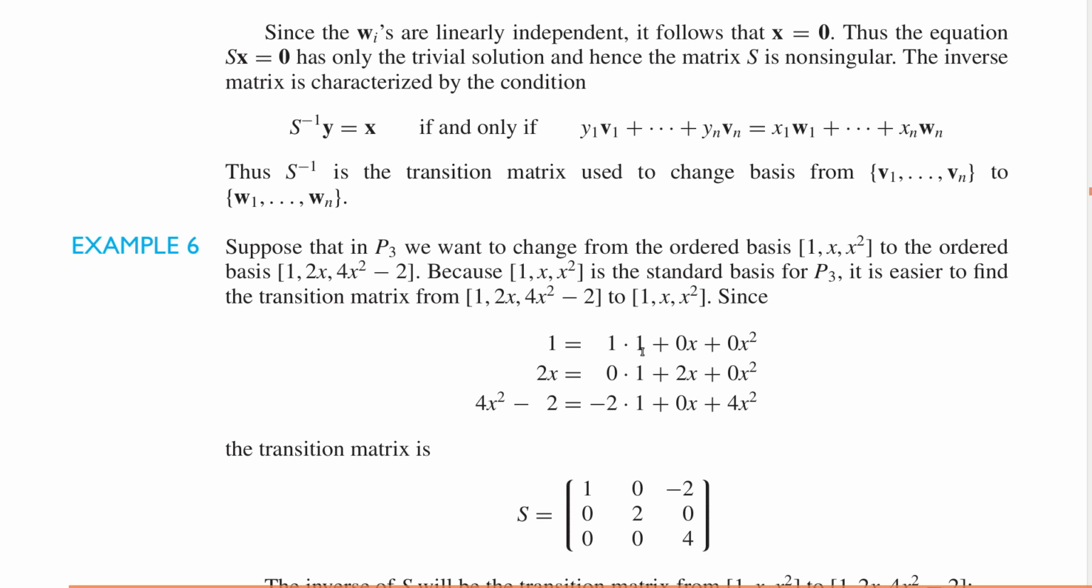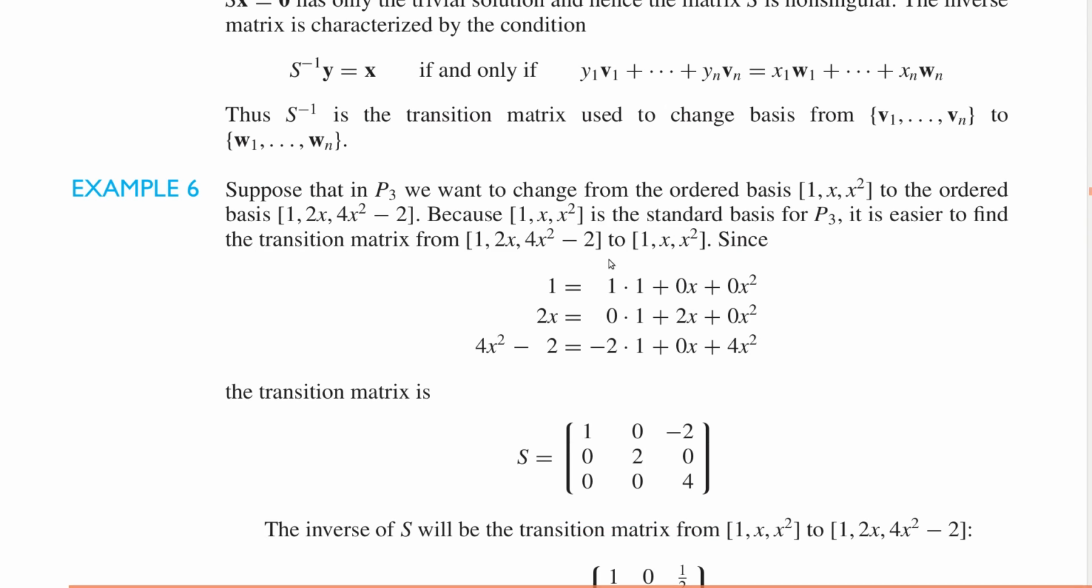1 can be simply written as 1 times 1 plus 0x plus 0x squared. 2x can be written as just 0 times 1, 2 times x plus 0 times x squared. 4x squared minus 2 can be just written as minus 2 times 1 plus 0x plus 4x squared. And now the transition matrix is immediately available by taking these coefficients. The coefficients over here were 1, 0 and 0, and that makes your first column 1, 0, 0. Then you take the second collection 0, 2, 0, that makes your second column, and the third representation minus 2, 0, 4, that makes your third column.